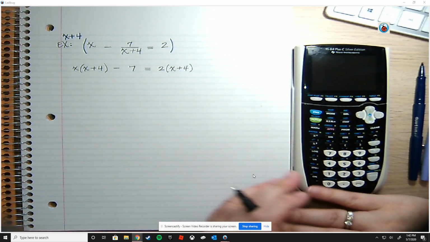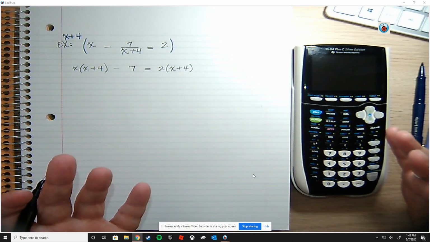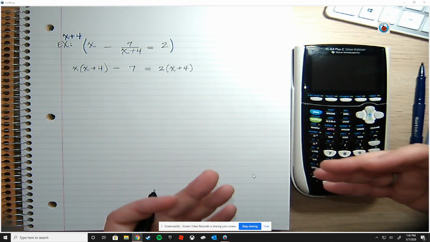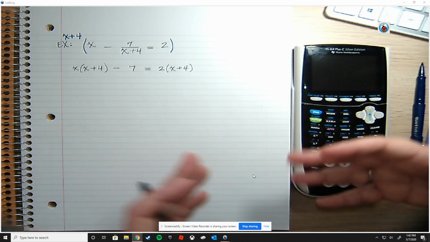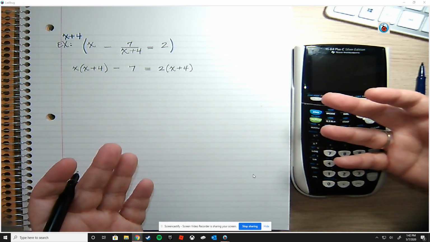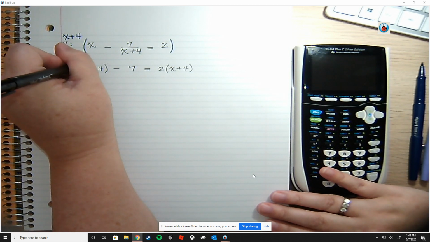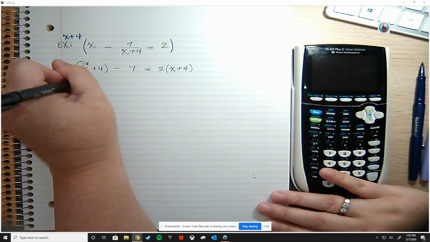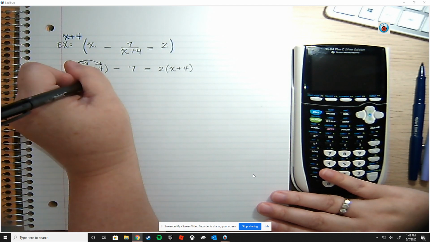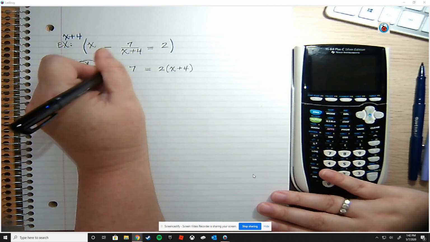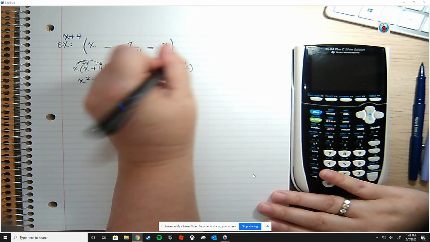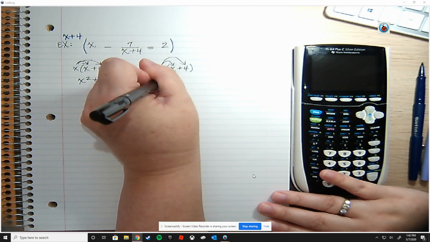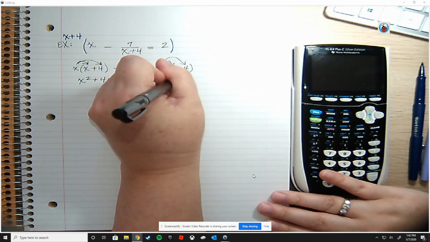I'm just going to multiply it out and see what I end up with. If I have an x squared term, I'm going to be dealing with a quadratic. If I have no x squared term, I'm going to be dealing with just a simple equation to solve. So x times x is x squared, x times 4 is plus 4x, bring down the minus 7, equals, and I'm going to distribute this 2. So I get 2x, and then 2 times 4 is 8.